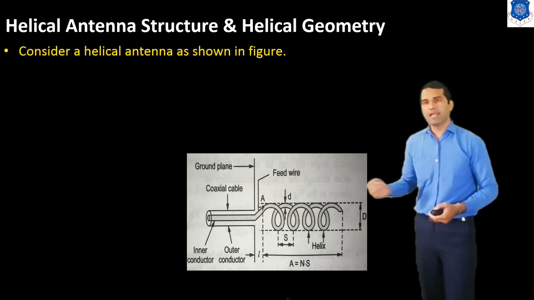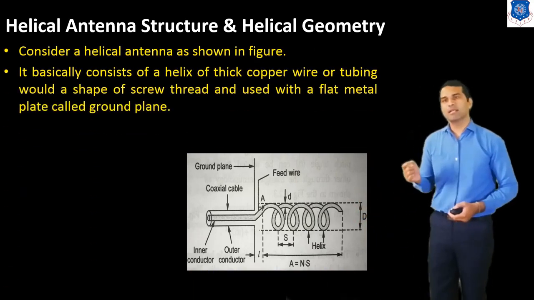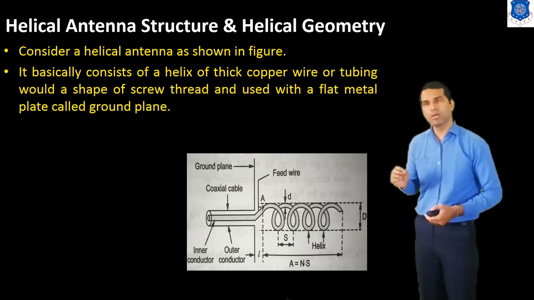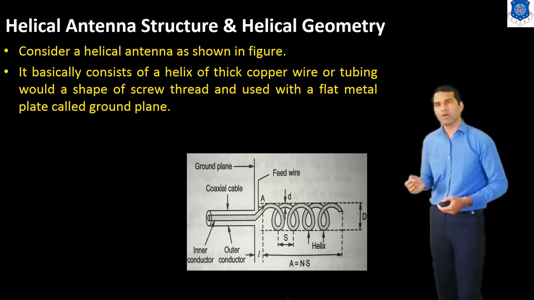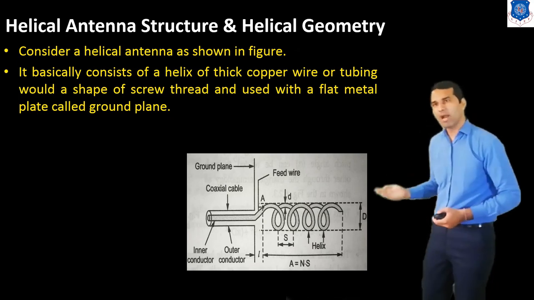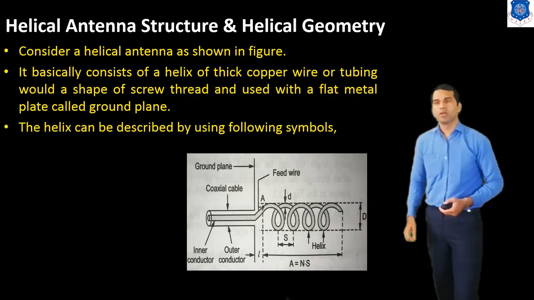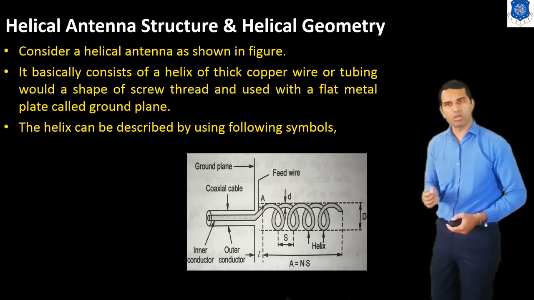Consider the helical antenna as shown in the figure. It basically consists of a helix of thick copper wire or tubing wound in the shape of a screw thread and used with a flat metal plate called a ground plane. The helix can be described by using the following symbols.